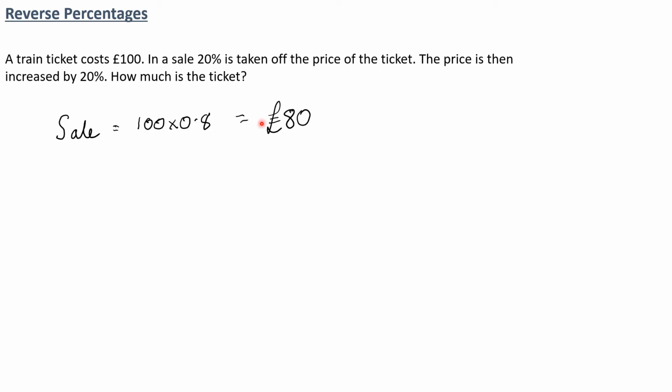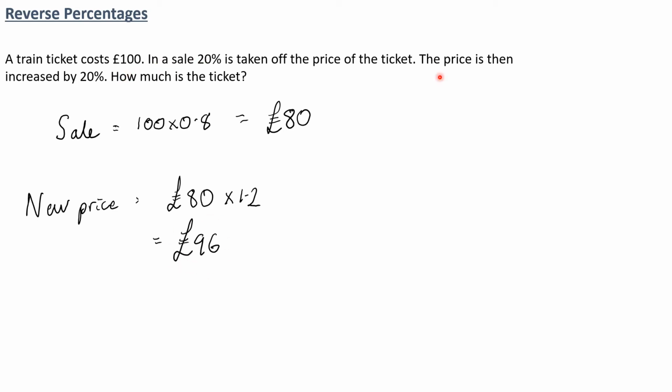So we're going to increase that amount by 20%. So the new price, we're going to do £80. If we increase by 20%, that's going to be 120%, so we're going to multiply that by 1.2. So when we multiply 80 by 1.2, we find that the new price is £96. Okay, it is not £100.